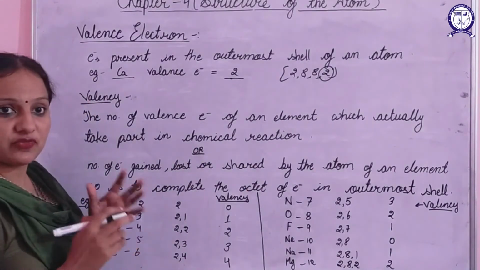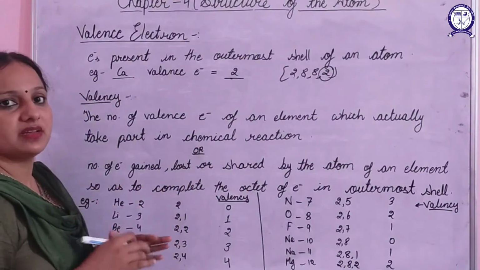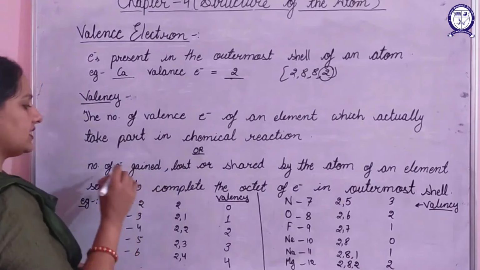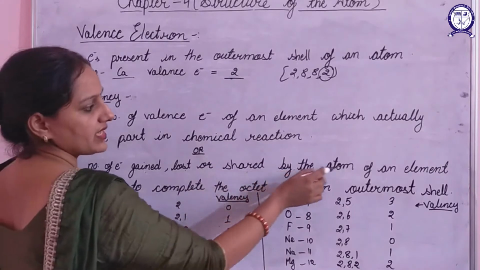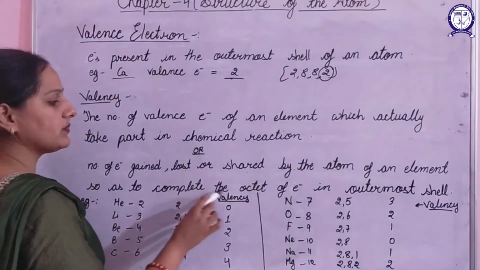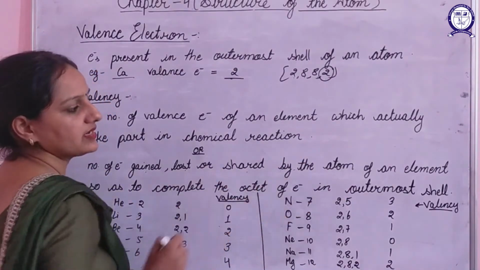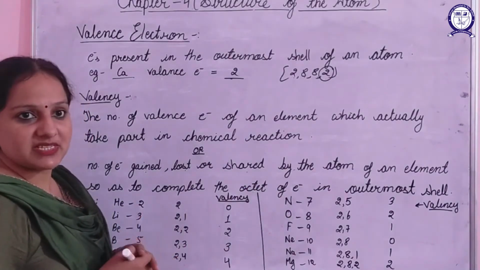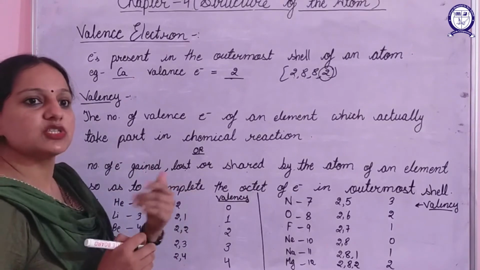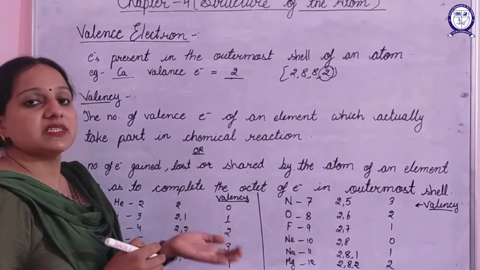That means the number of electrons which are taking part in a chemical reaction. Or we can define valency as the number of electrons gained, lost, or shared by the atom of an element so as to complete the octet of electrons in the outermost shell. That means whenever the chemical reaction takes place, either that atom is losing electrons or that atom is gaining electrons.